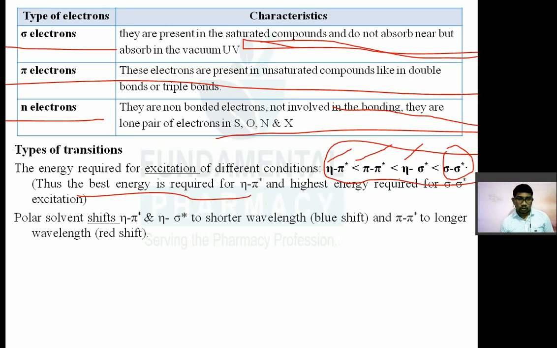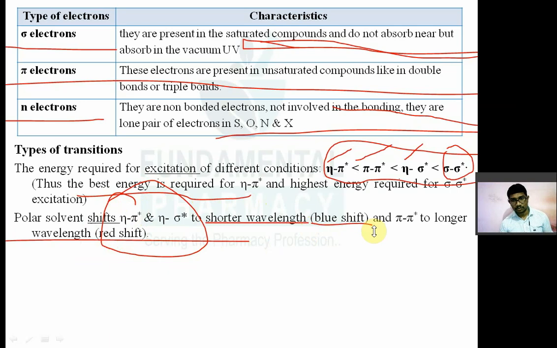Polar solvent, meaning for example water. So a polar solvent like water shifts the n to pi star and n to sigma star, these two transitions, to a shorter wavelength. Shorter wavelength, that is blue shift. What is blue shift? We will see it again. And the pi to pi star transition shifts to a longer wavelength, known as a red shift.